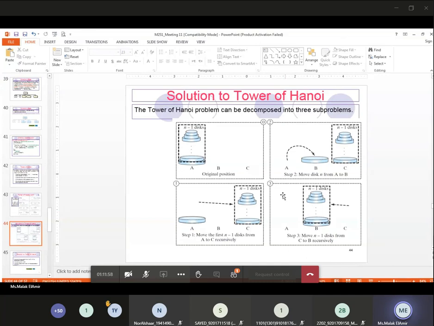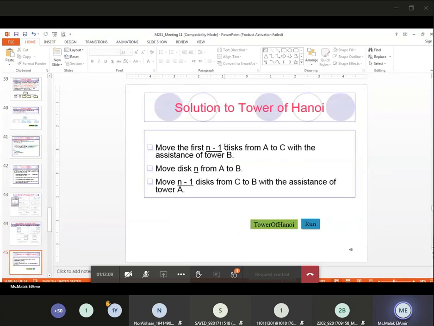So this is the three composed sub-problems, and this is how I'm going to solve it. Move the first n minus 1 disks from A to C with the assistance of B. Move disk n from A to B, then move the n minus 1 disks from C back to B with the assistance of A. This is the solution of the Tower of Hanoi.